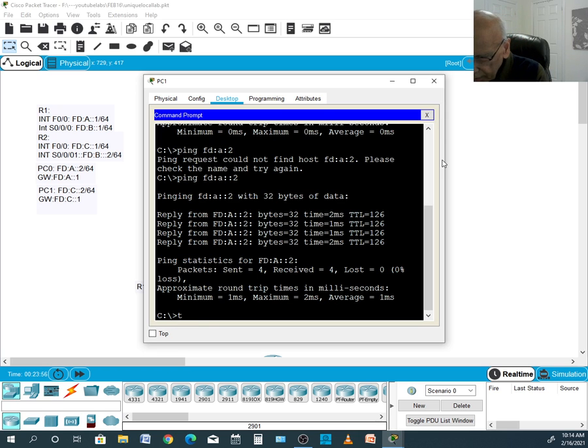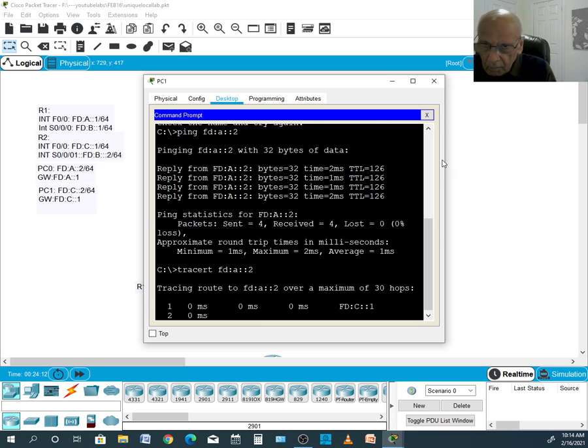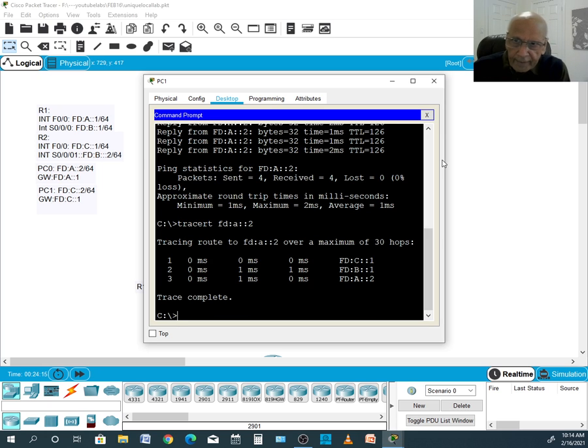You can go tracert, to trace the route. Let's say I want to see how I go to the other computer, which is FD:A::2. Clearly, the system is telling you that you are going to FD:C:1, which is your side of the interface, your gateway. Then that goes into its own link, which is the FD:B network. And then from there it is sent to FD:A::2. And basically everything is done.